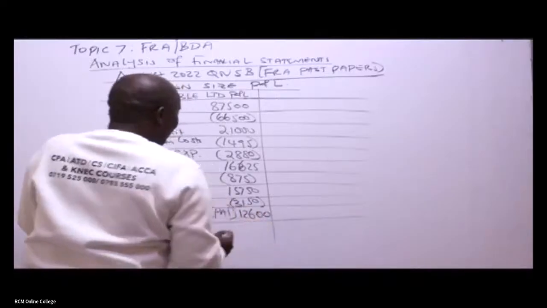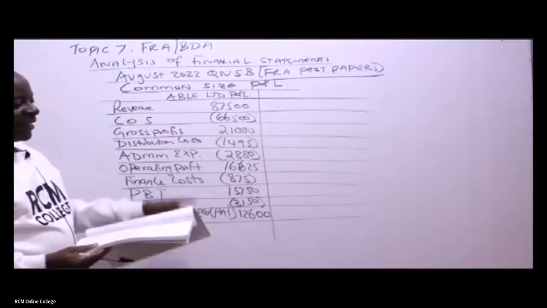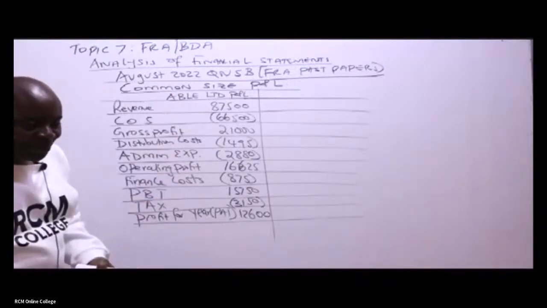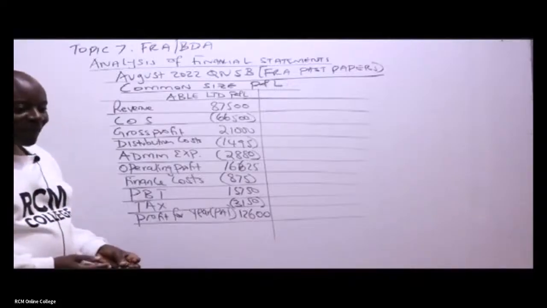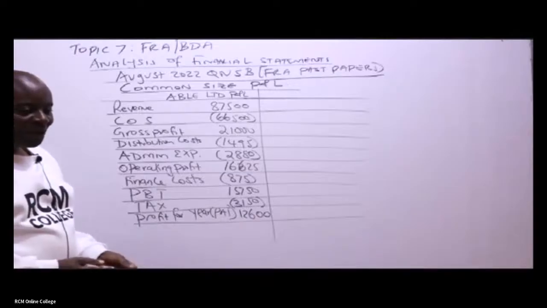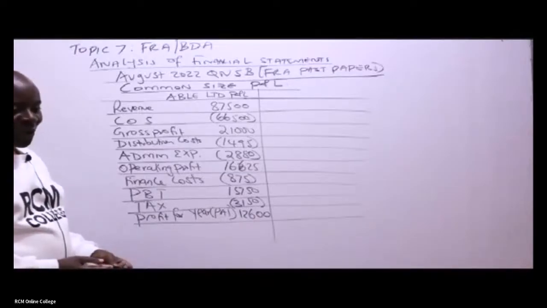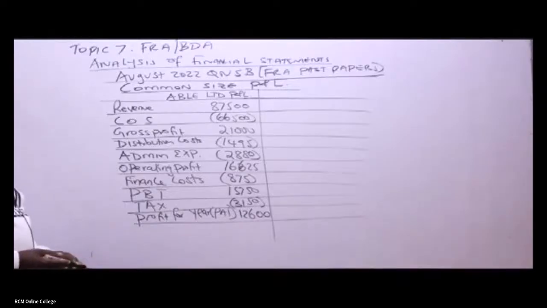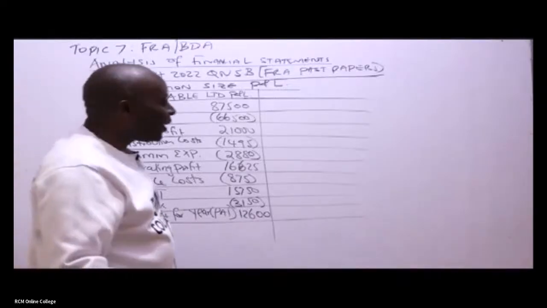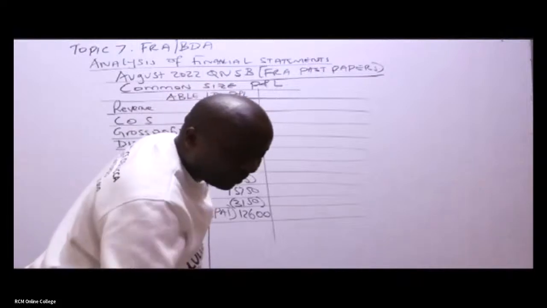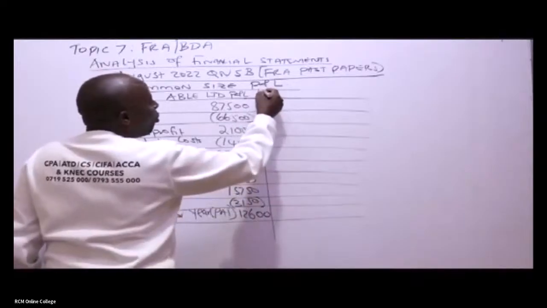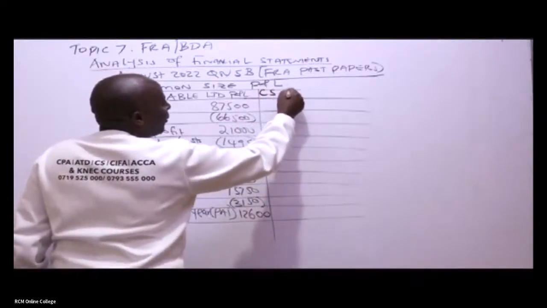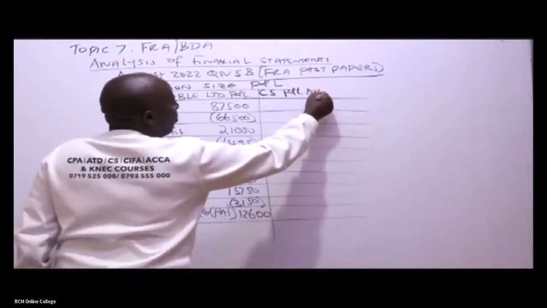So the FRA students, have you been able to copy this? Have we been able to copy up to here? Thank you so much, Carol, for sharing that Excel. Yeah. So after reaching here, ladies and gentlemen, I would want us to come and do our common size P and L for Able. Common size P and L, Able.